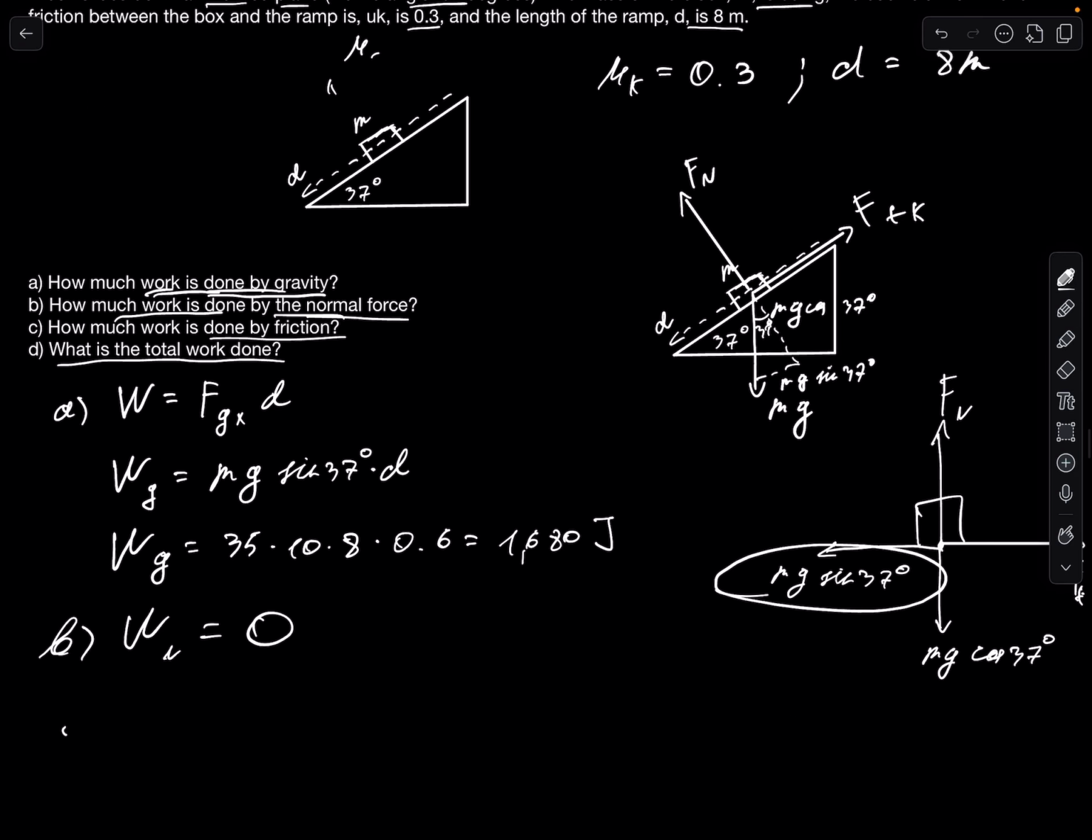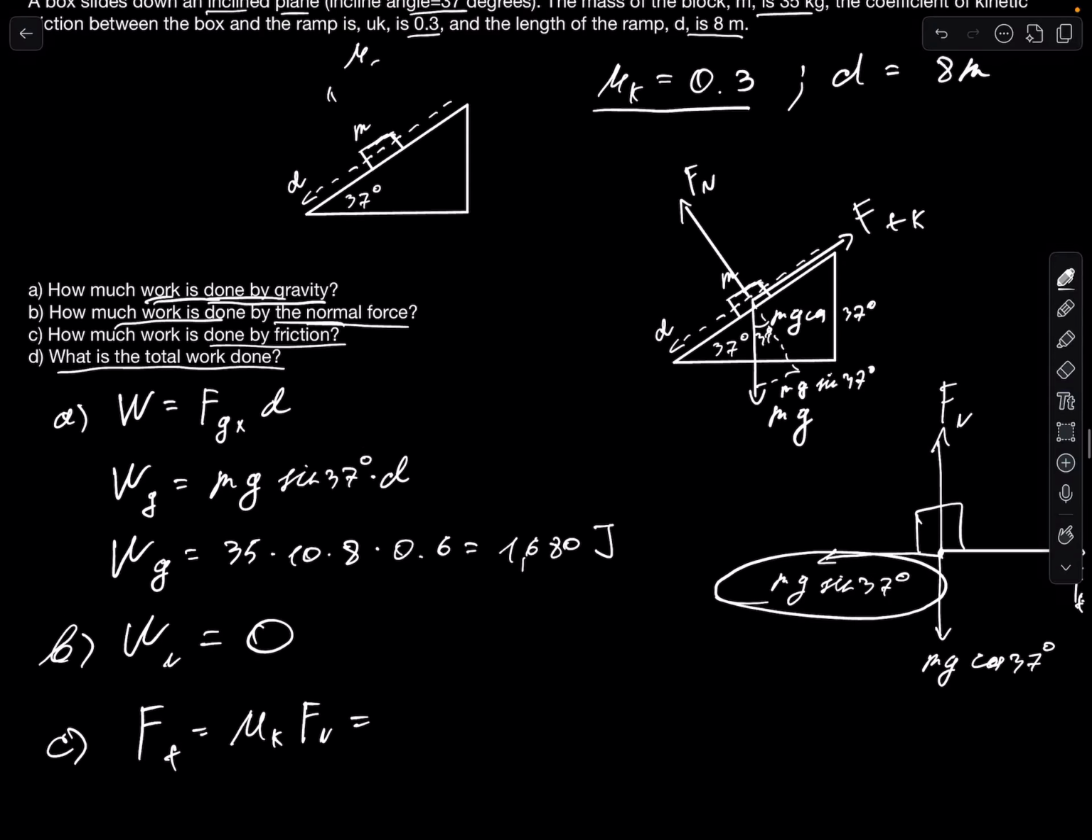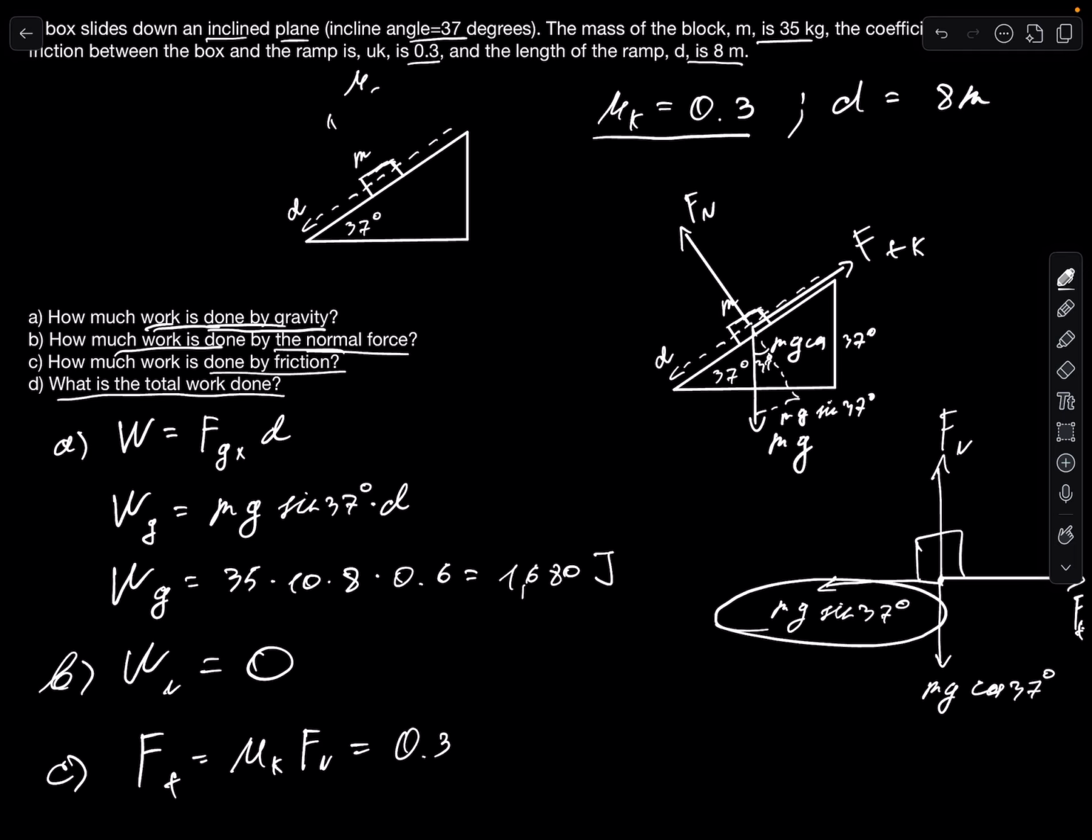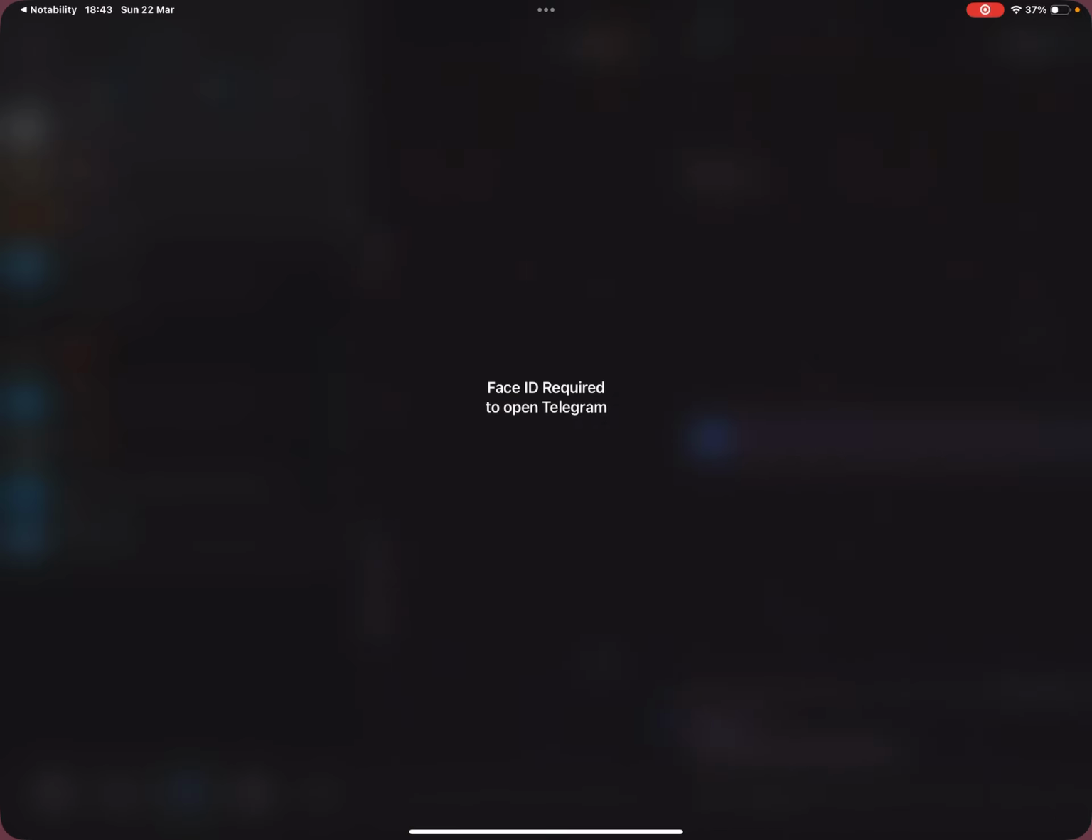All right, part C. How much work is done by friction? Okay, they gave us the friction coefficient, remember? Mu k is 0.3. First, let's find the force of friction. It's the coefficient of friction times the normal force. The normal force is equal to the force of gravity in the y direction, because if it were not equal, then the object would either go up or go down, which is clearly not something that's happening here.